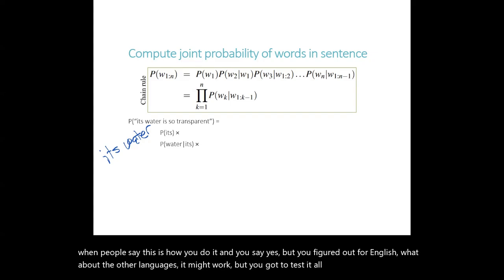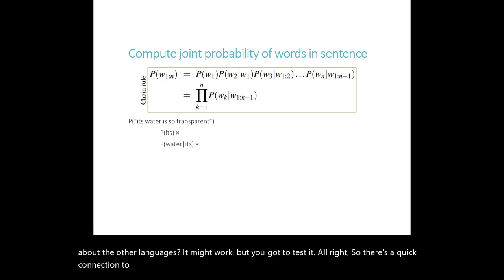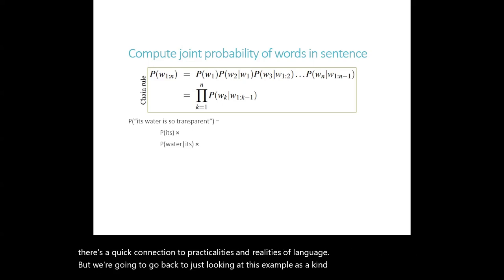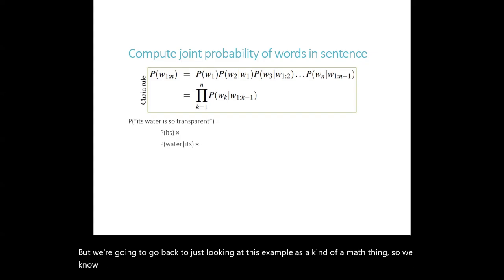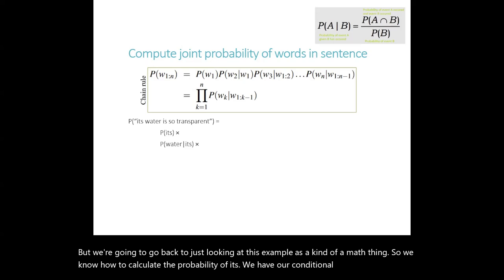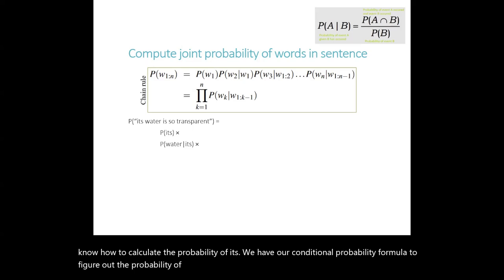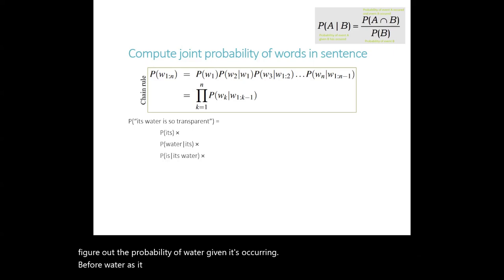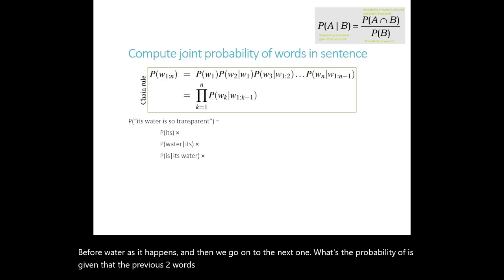All right, so there's a quick connection to practicalities and realities of language technology, but we're going back to just looking at this example as a kind of math thing. So we know how to calculate the probability of "its". We have our conditional probability formula to figure out the probability of "water" given "its" occurring before "water", as it happens. And then we go on to the next one. What's the probability of "is" given that the previous two words are "its water"?